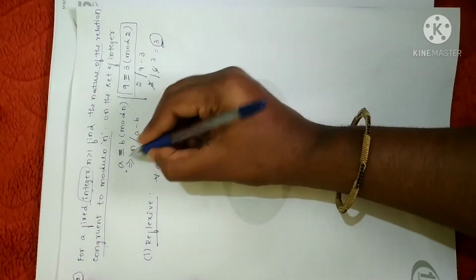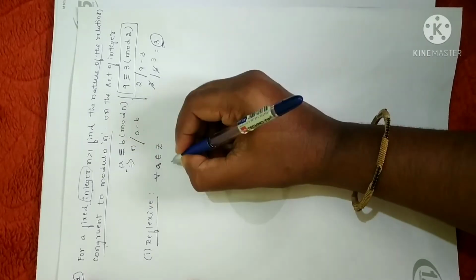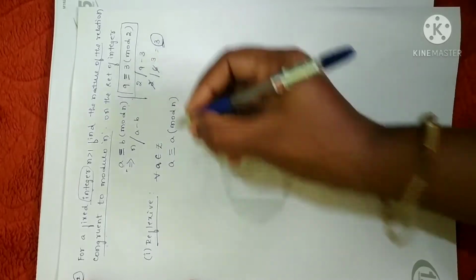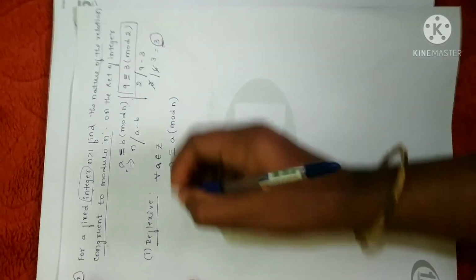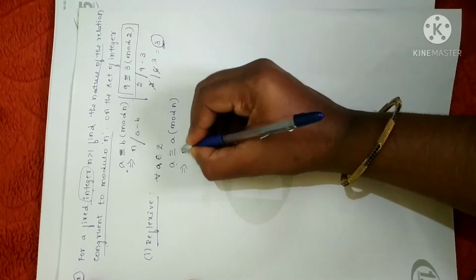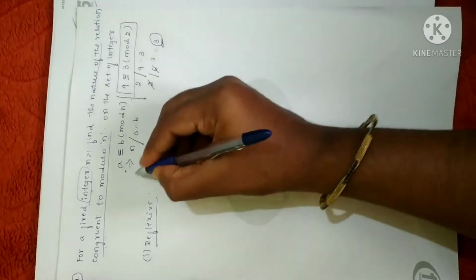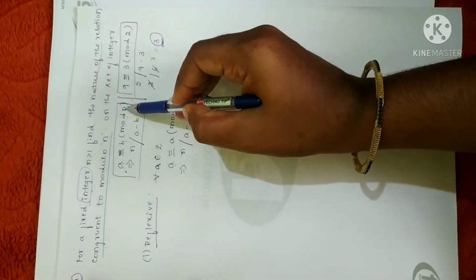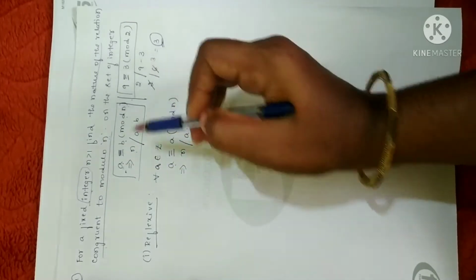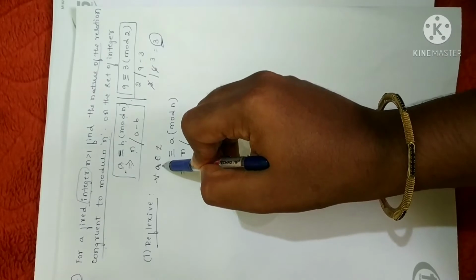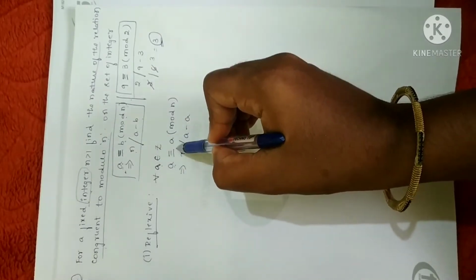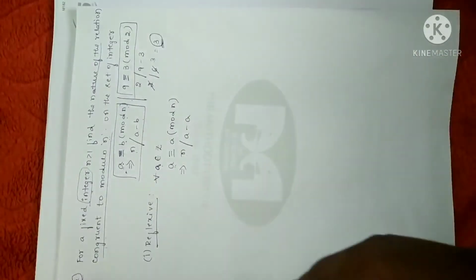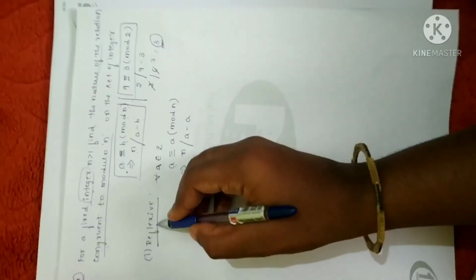Now I have to test whether it is reflexive or not as per the congruency relation. When you take a single element, the congruency relation can be written as A is congruent to A mod n. As per the definition, this means n divides A minus A. When I said A is congruent to B mod n, the meaning is n should divide A minus B. Similarly, with only one element, A is congruent to A mod n means n divides A minus A. If this condition is satisfied, then it is reflexive.